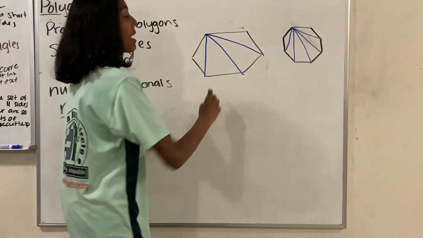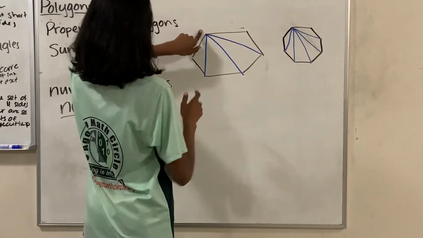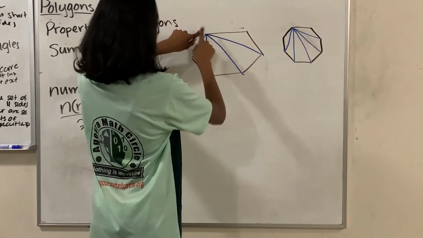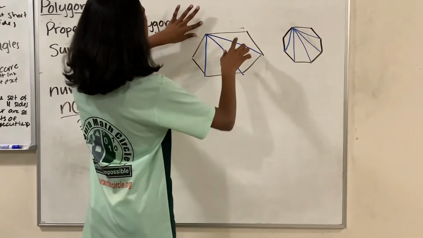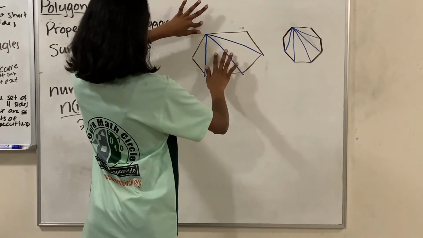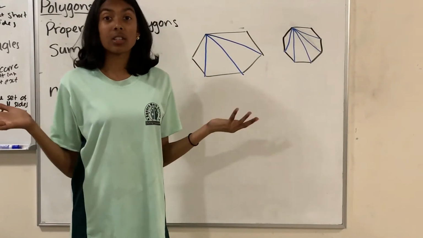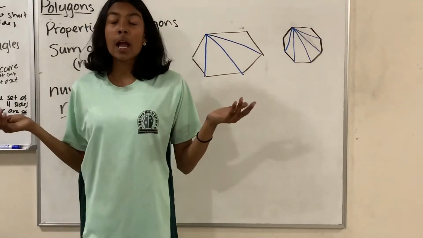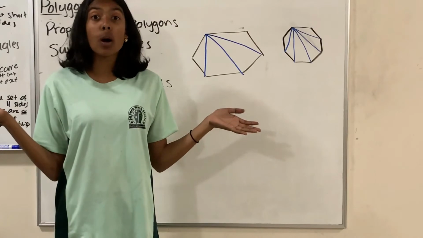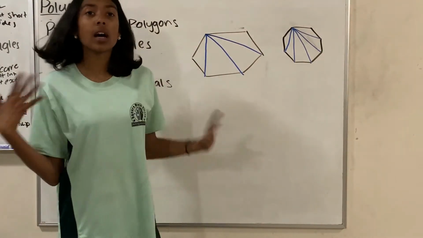So let's say we have a hexagon right here. Let's pick any point, and I chose this point. We're going to draw all the diagonals we can from that point. When we do it, we form 1, 2, 3, 4 triangles. And like we did with the quadrilateral, each of these little triangles, each of their angles add to 180 degrees. So 4 triangles times 180.